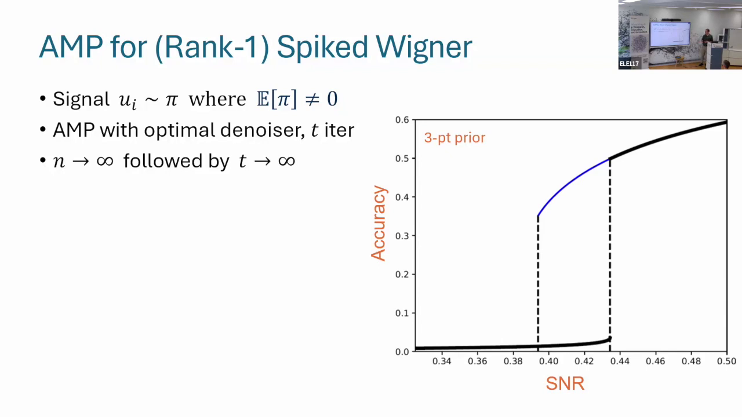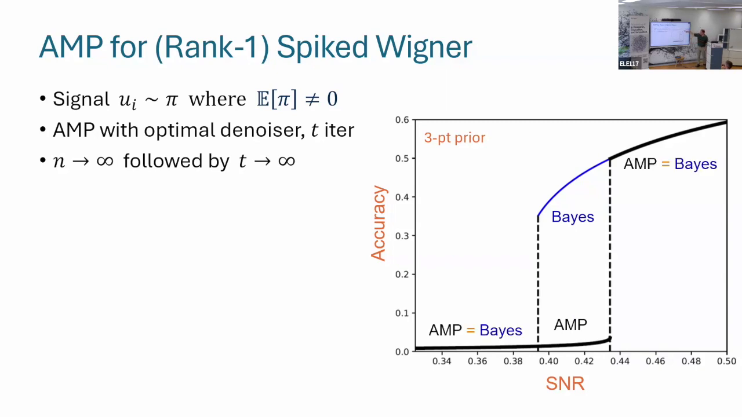When you do this, here's the picture of what kind of estimation accuracy you get as the SNR, lambda, increases. This is the picture for one specific choice of the prior pi that's supported on 3 different points. Not so important what it is. But what's going on here? The blue curve is the Bayes optimal mean squared error, or maybe more like 1 minus mean squared error, so higher is better here. Blue is Bayes optimal, whereas the black is AMP.